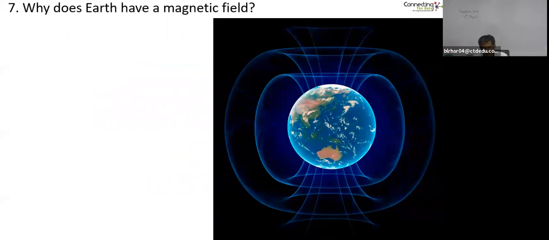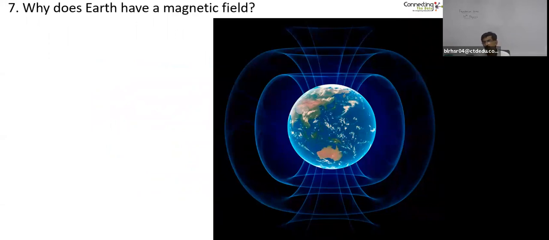Next question is, why does Earth have a magnetic field? Now, we all know that Earth has a magnetic field. In fact, in class 6 or 7, when we talk about compasses, we learn that a compass always comes to rest in the north-south direction, or any magnet, when freely suspended, comes to rest in the north-south direction because of Earth's magnetic field. Now, the question is, why does Earth have a magnetic field?